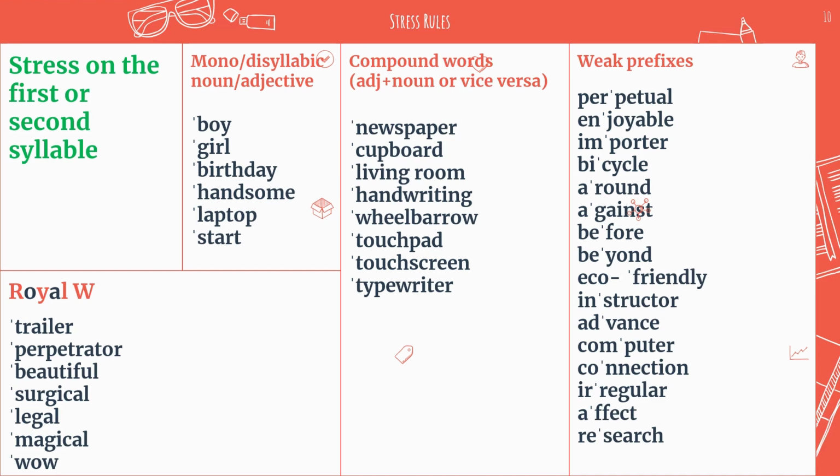Then, computer. Here, com is a kind of weak prefix. Then, connection. Here, con is just like com, a weak prefix. Then, irregular. Here, ir is a weak prefix. And finally, affect and research. Here, re is also a weak prefix.